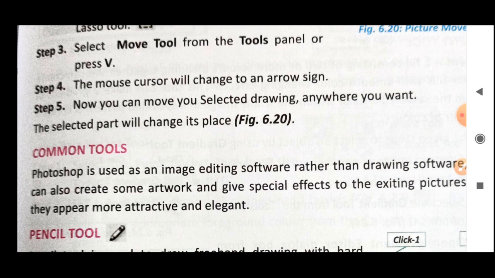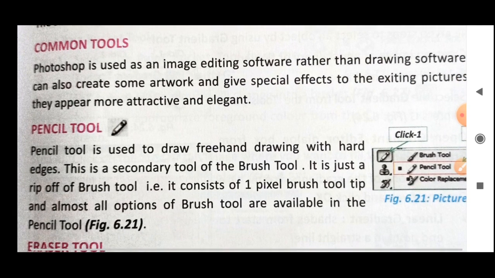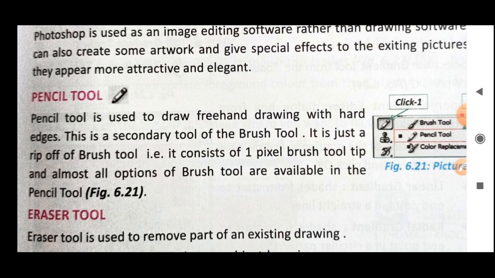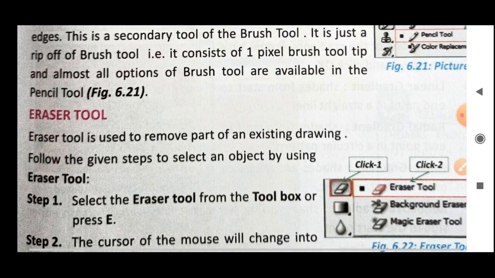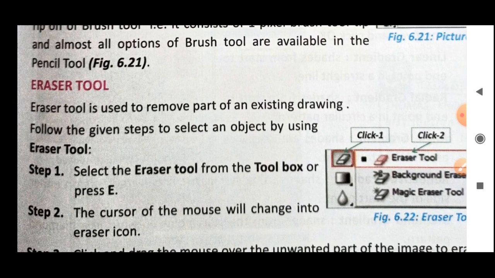The next tools are very common tools that we usually use in our daily life, like the pencil tool. With the help of the pencil tool you can do freehand drawing on the picture, and this works like a brush tool. As we simply draw with the help of a pencil, in a similar way we can draw on the image with the help of this pencil tool. Now the second is the eraser tool. As its name implies, we can erase anything with the help of this tool.